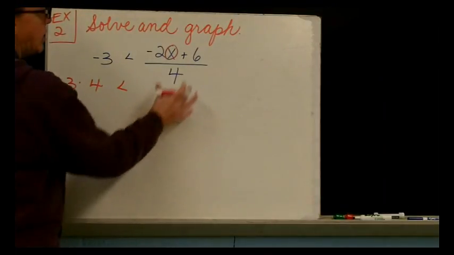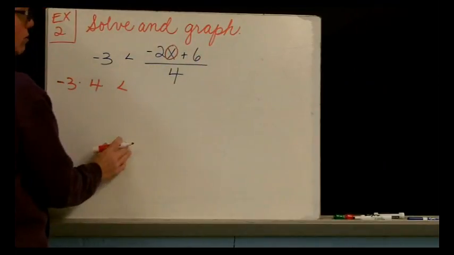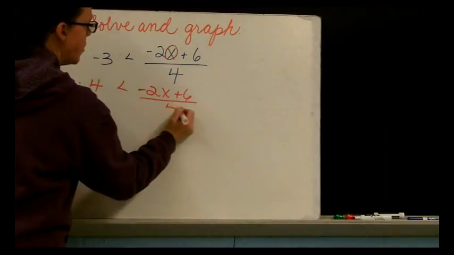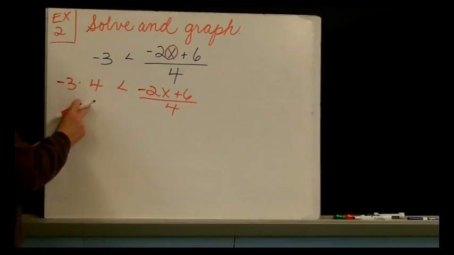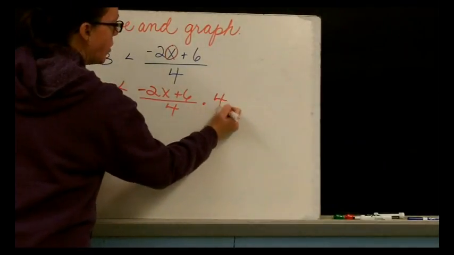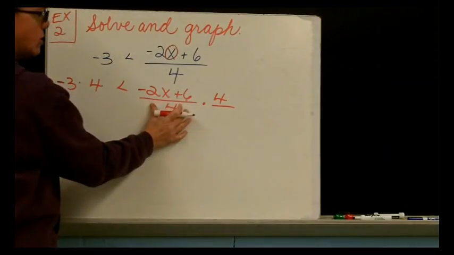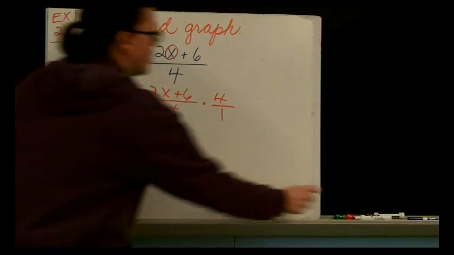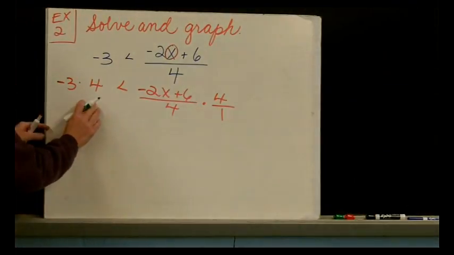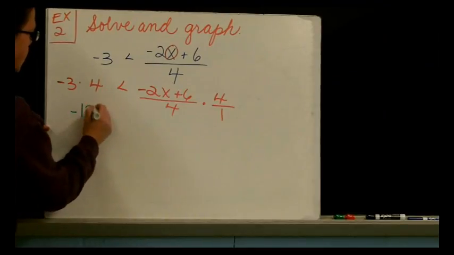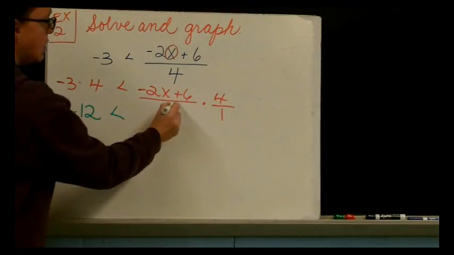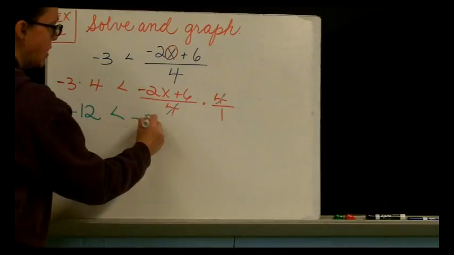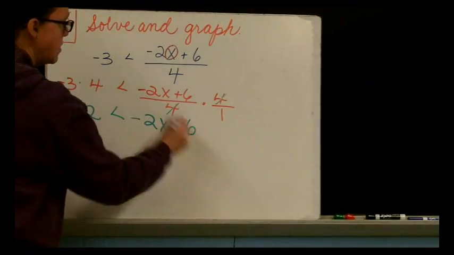Now what we're going to do is rewrite this entire expression the way that it is. -2x plus 6 divided by 4. And we are going to, just as we did over here, multiply it by 4. And because this is a fraction, we are going to put that 4 over 1. And now we will simplify. A -3 times a positive 4 is a -12, is less than. These 4's cancel each other out, and so we're left with the expression -2x plus 6.